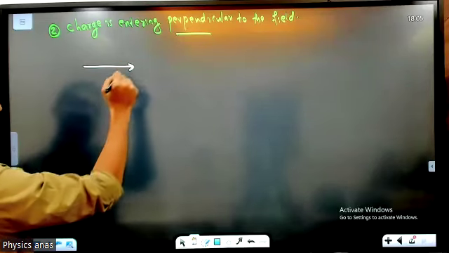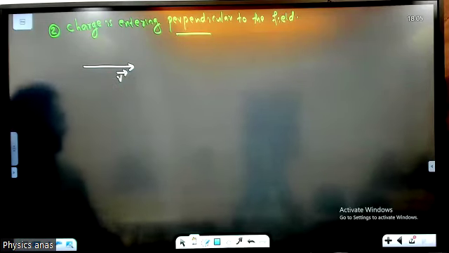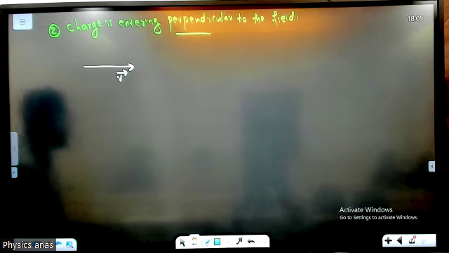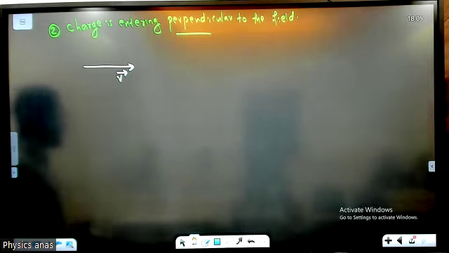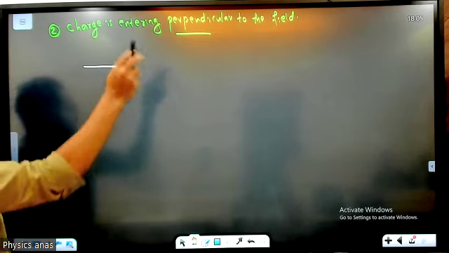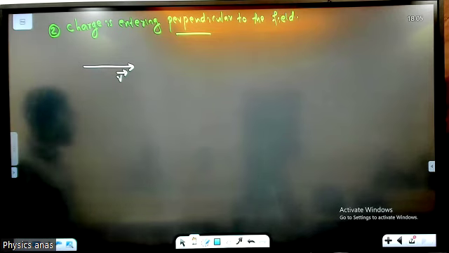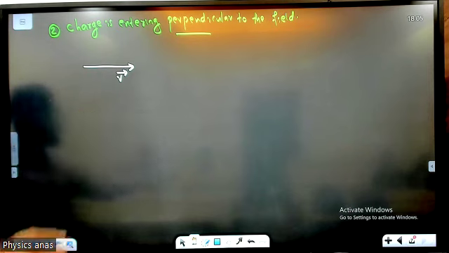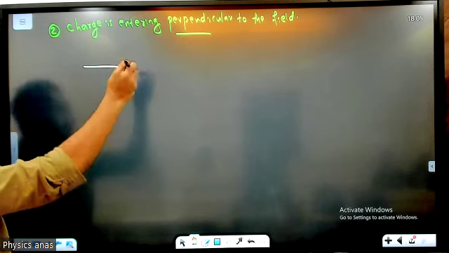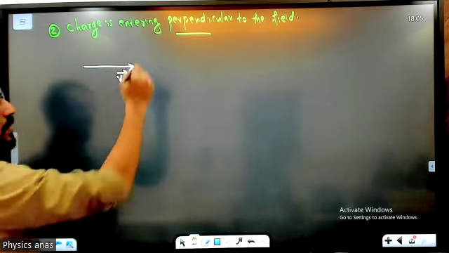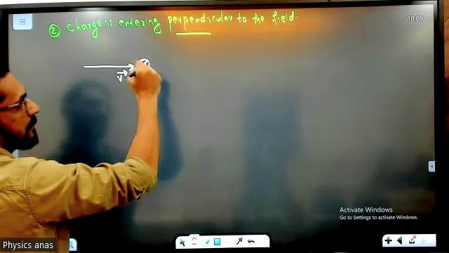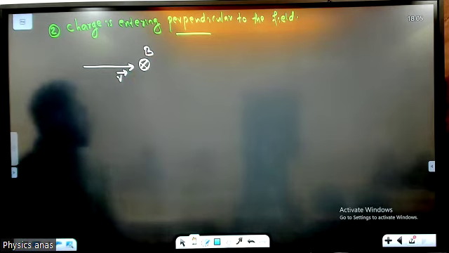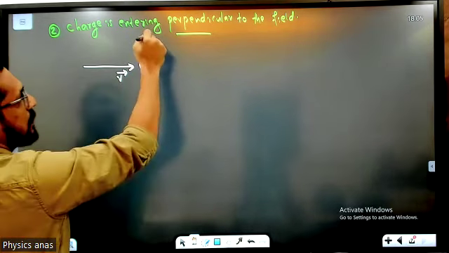This is the charge. Charge is moving. This is the velocity. And the magnetic field is like how? Magnetic field perpendicular to this plane will be into the plane or out of the plane. Both will be okay. I am taking the magnetic field into the plane.